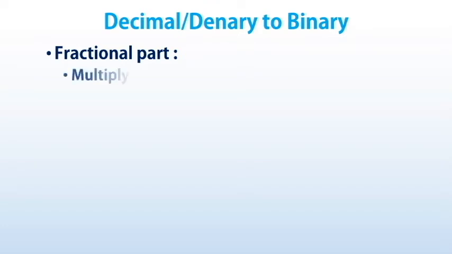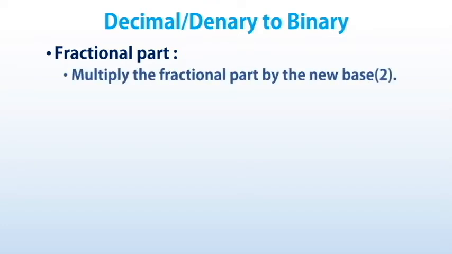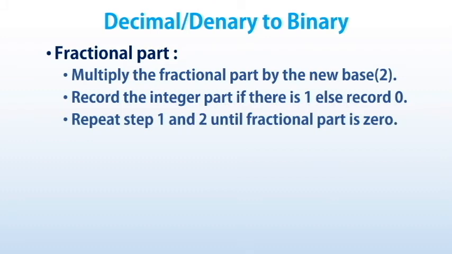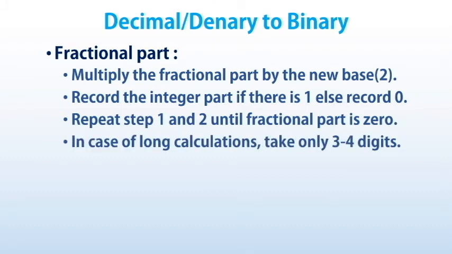For the fractional part, we need to multiply the fractional part by 2, that is the new base. Record the integer part, which will be 1 or 0. That means if I multiply 0.7 by 2, we get 1.4. So in 1.4, 1 is the integer part and 0.4 is the fractional part. Repeat these two steps until we get the fractional part as 0. In case of a long calculation, you can multiply 3-4 times to get 3-4 digits after the decimal point.